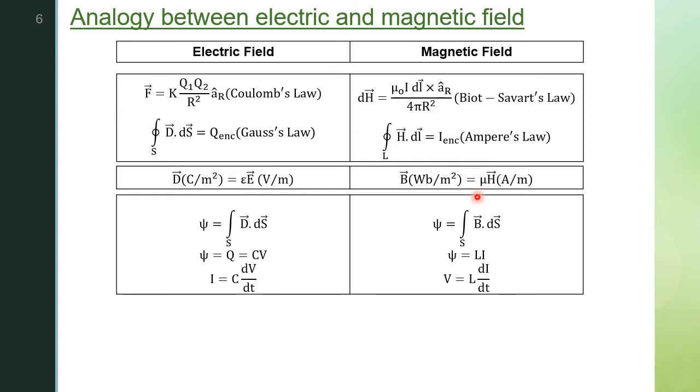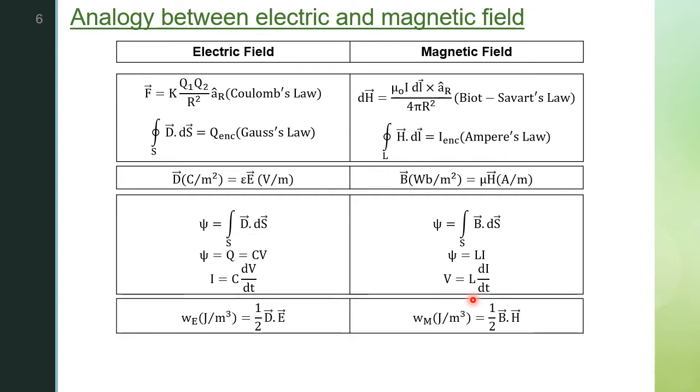Now, when you consider the electric flux, it is given by the flux density into area, and the magnetic flux is given by magnetic flux density into area. When you consider electrostatics, the flux crossing will be equal to charge enclosed, and it is related to capacitance as Q equal to C into V. When you consider magnetostatics, the flux is proportional to the current, and the proportionality constant was given by inductance. In the case of capacitance, the current is given by I equal to C into dV by dt, and in the case of inductance, V is equal to L di by dt.